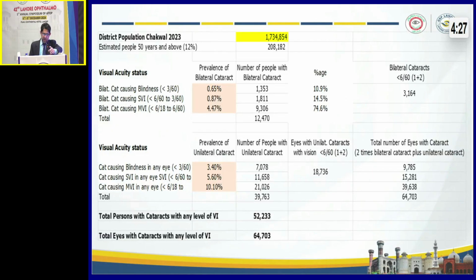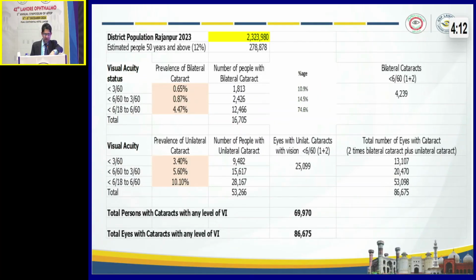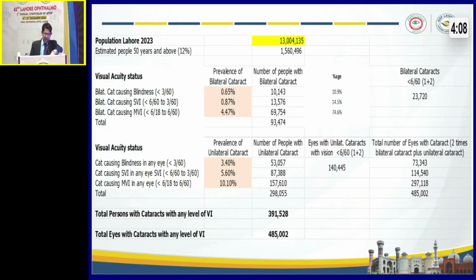This is my area where I belong, and I think of that area many times. My area has 64,000 eyes affected with cataract of any level of visual acuity. This is a far off, very remote area of Punjab province. In Lahore district, where we are sitting, we have almost 500,000 eyes affected with any level of cataract.